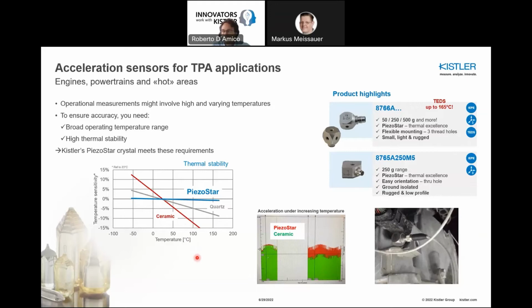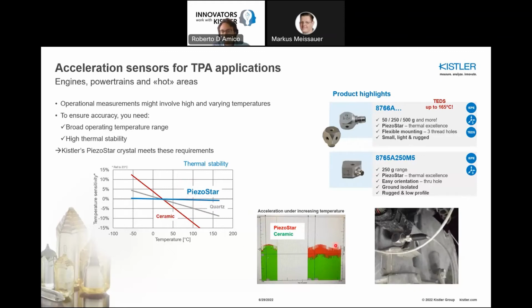This is actually topping the market in terms of thermal stability. And it's even better than quartz. Very often quartz is preferred to ceramic because of its thermal properties, but actually piezo star also outperforms quartz. And with respect to quartz, it can be miniaturized. This allows the piezo star to deliver sensors which are as small as ceramic sensors, but with way better thermal performance. And this crystal is implemented.